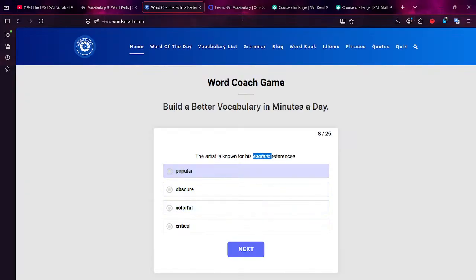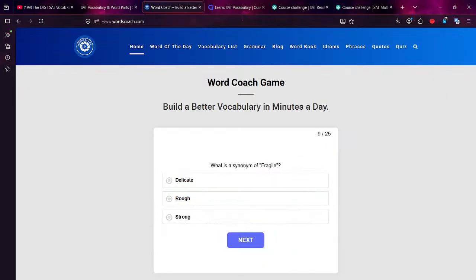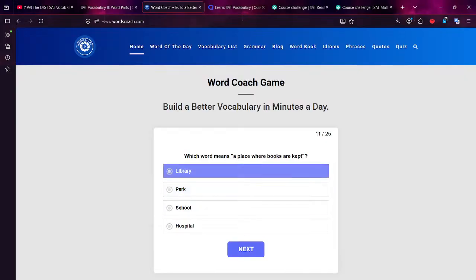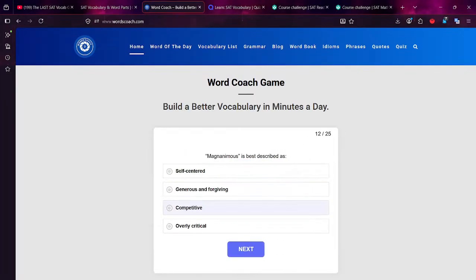Esoteric. Esoteric references. Obscure, maybe, yeah. Synonym of fragile. Delicate. It's gotta be. Tawdry. It's very, mm, vulgar. Okay. Never heard that before. Which one means a place where books are kept? It's gonna be a library. Magnanimous is generous and forgiving.